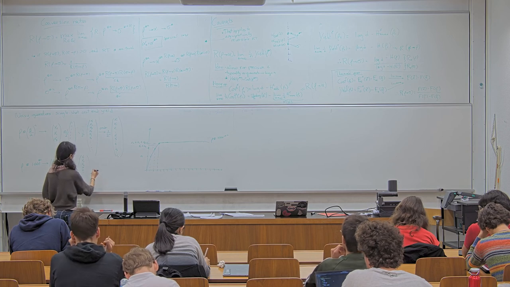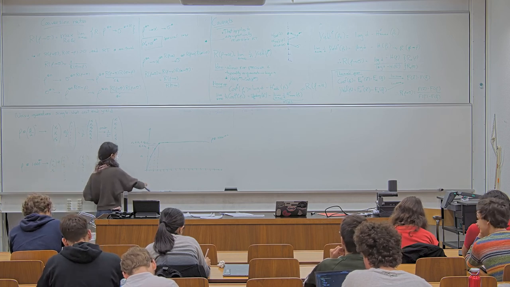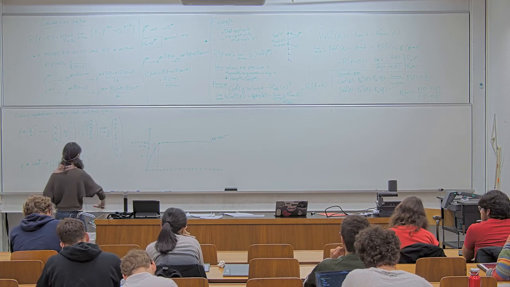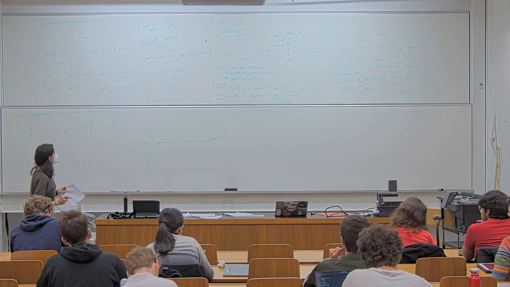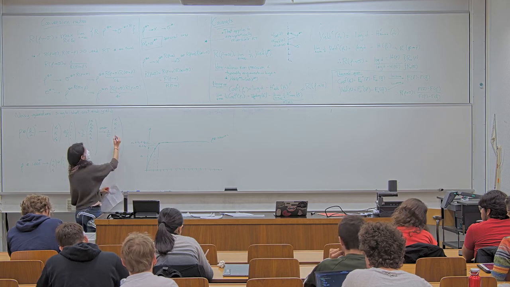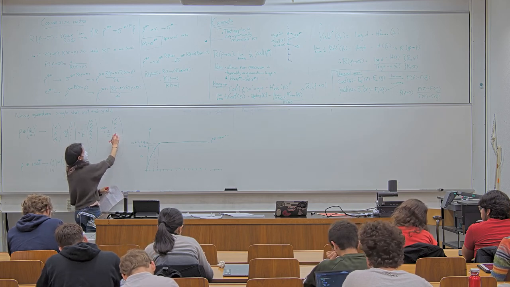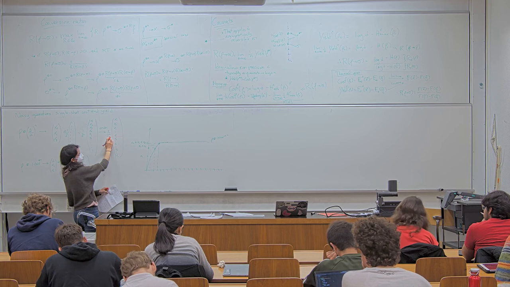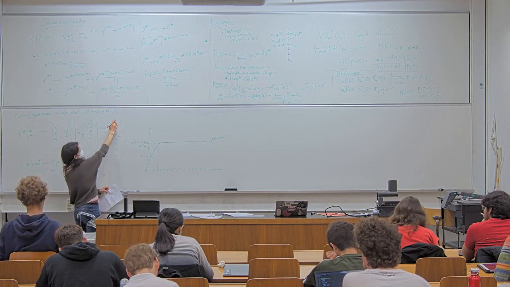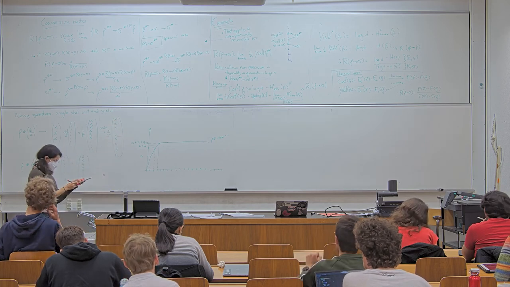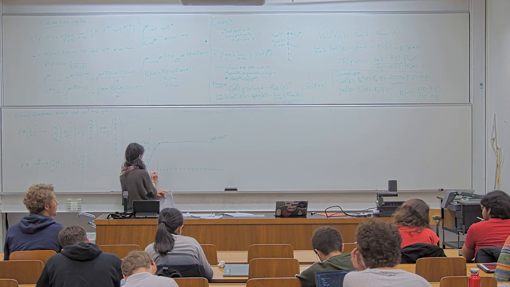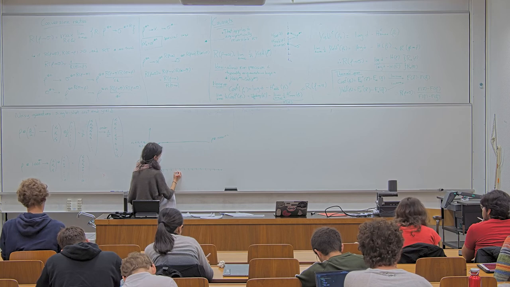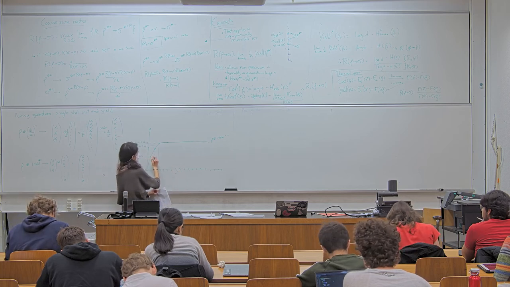I'll do it in blue. Did I blue? Nope. I'll do it in red. Okay. So now it's going to be x1 over 2 to the n. And after, I think, 2 to the n instances. So if I have here, if this is 1, 2, and so on, after 2 to the n instances, I finally reach x1.